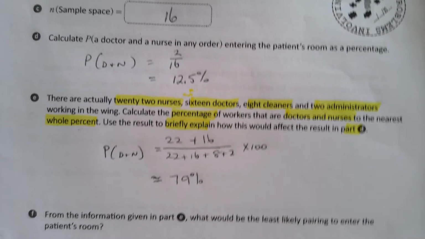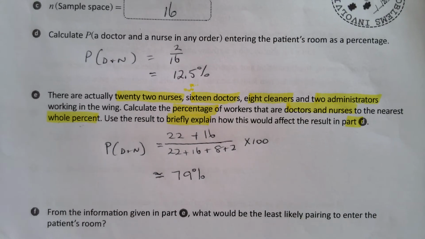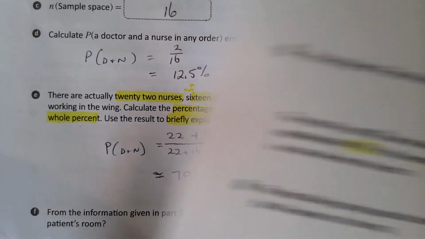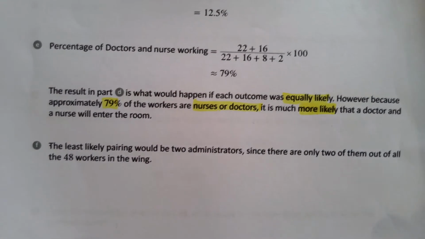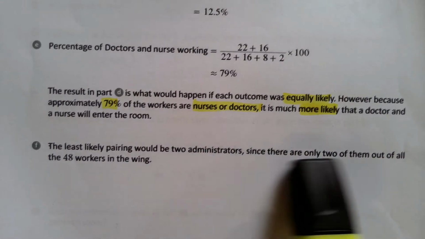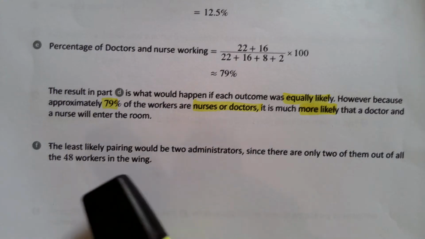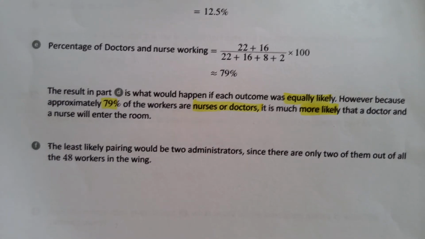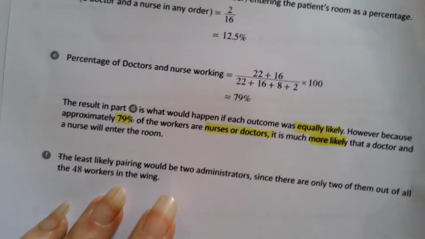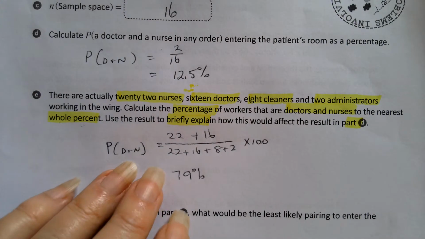And who would be least likely? That, of course, would be the 2 administrators. There's only 2 of them and all 48 workers on the wing. One page down, let's keep going. We're on a roll.